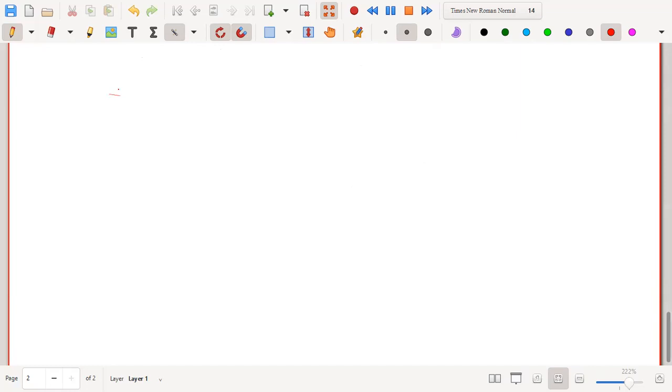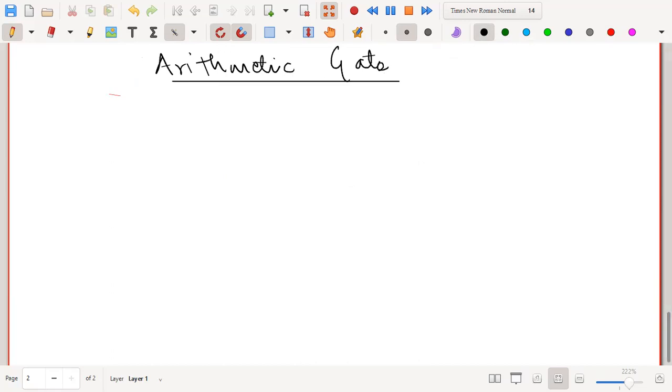Okay, so the next topic of discussion would be arithmetic circuit gate. I'm just writing arithmetic gate. Okay, so universal gates we have just finished discussing, so we'll now discuss the arithmetic logic gates. So what are the two types of arithmetic logic gate? There are two types of arithmetic logic gate.